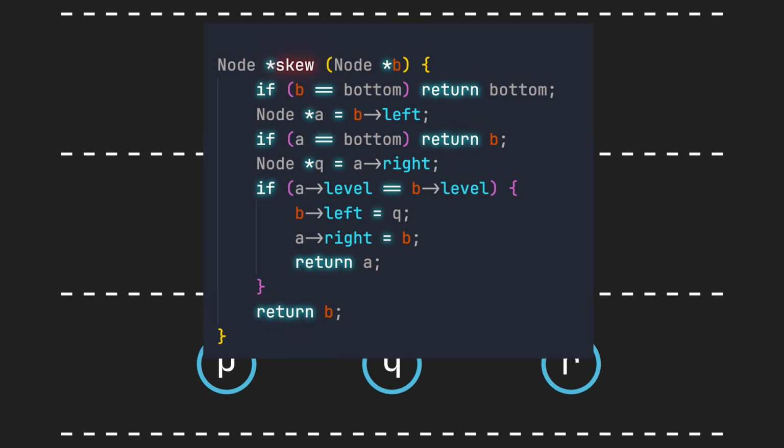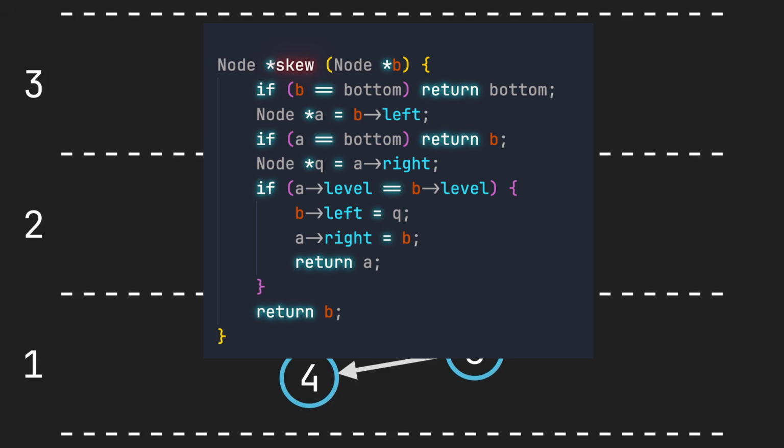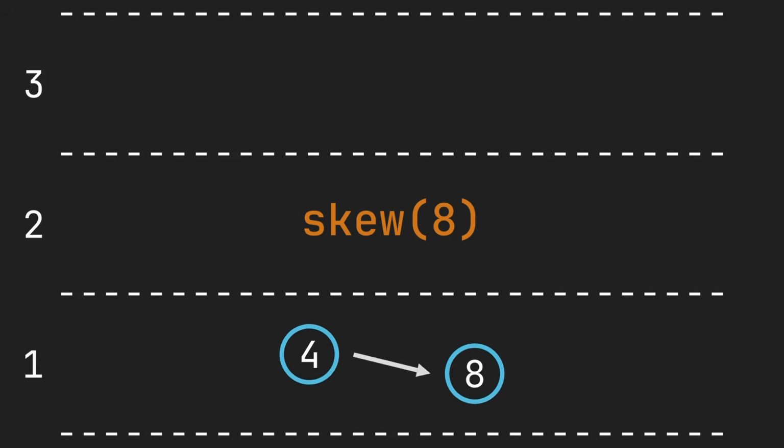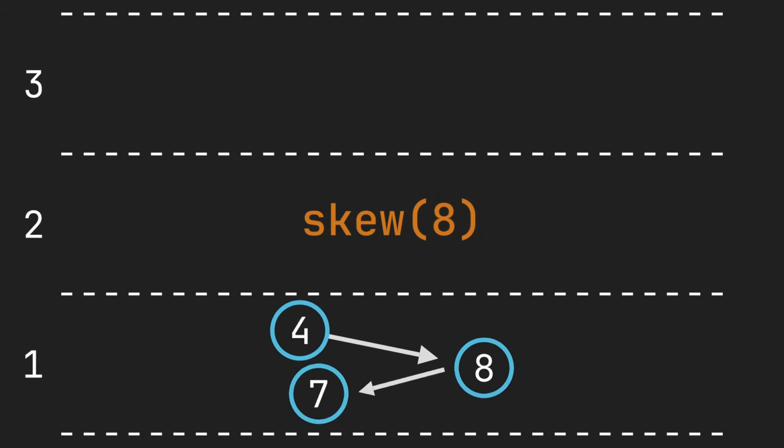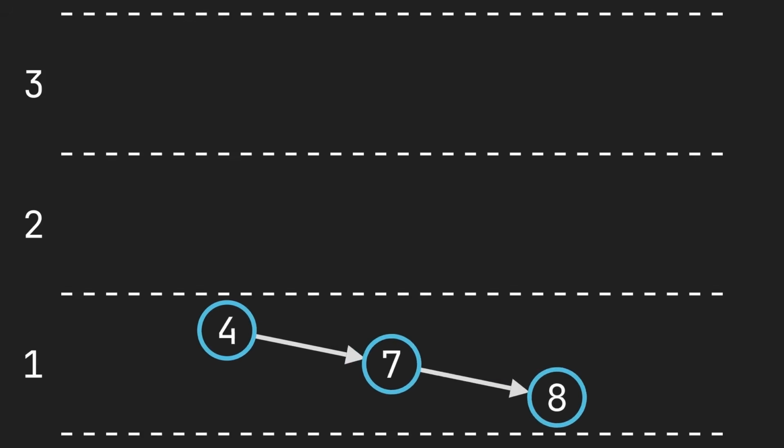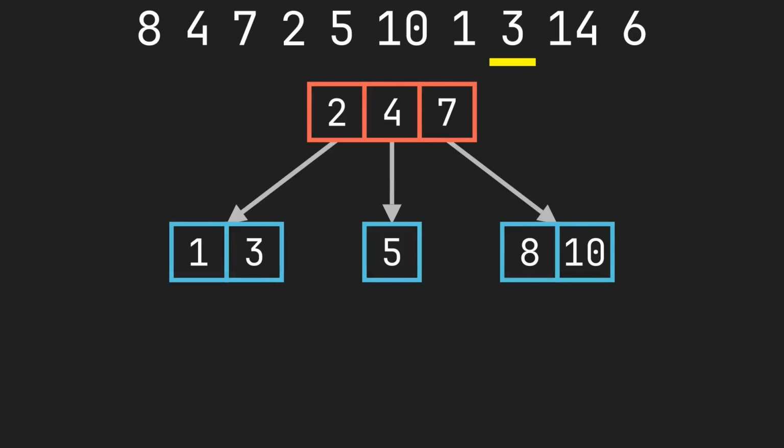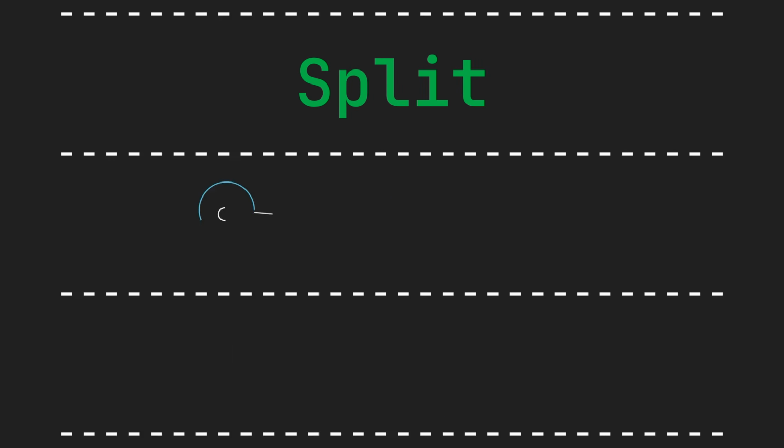Check out the code. Notice how there's a bunch of if statements to detect if this function should actually trigger, so if we can't skew a node, nothing happens. So we've removed a possible left horizontal edge. But then what happens if this causes 3 consecutive nodes to be on the same level? This is equivalent to having a 4 node, which we split into 2 nodes with the split operation.